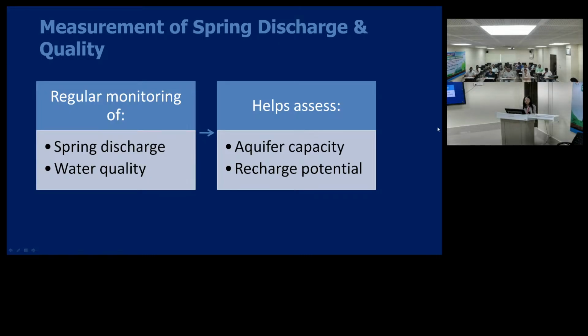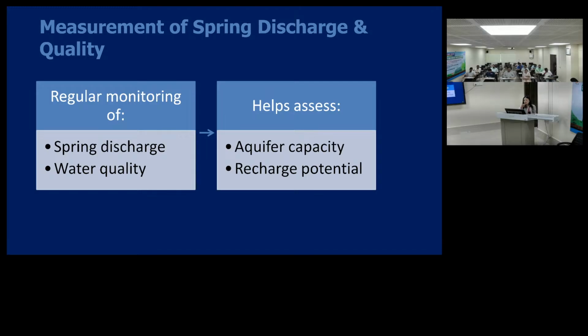Now next is the measurement of spring discharge and quality. After those springs are mapped, we need to regularly monitor the spring discharge and water quality. When we monitor the spring discharge and water quality, it will help us assess the aquifer capacity through the discharge.